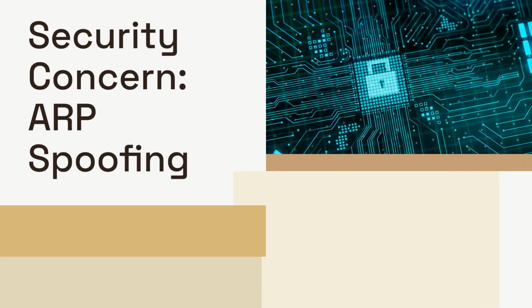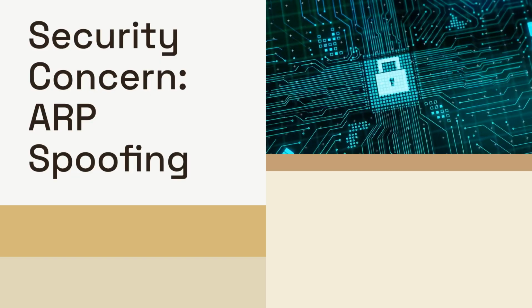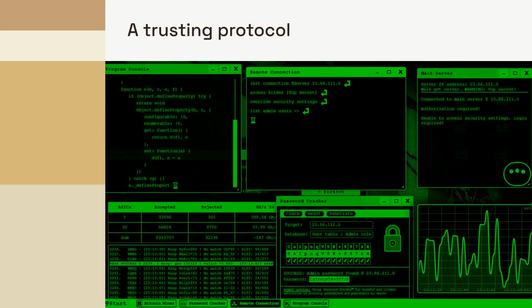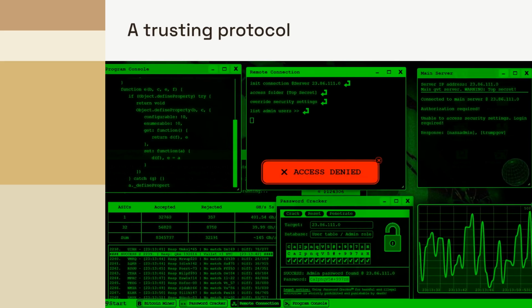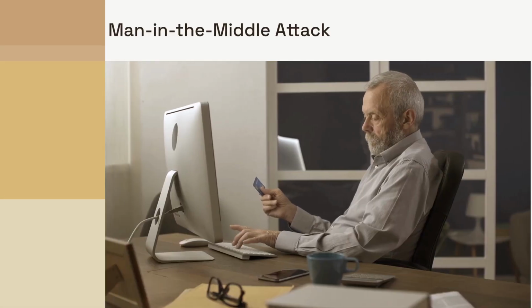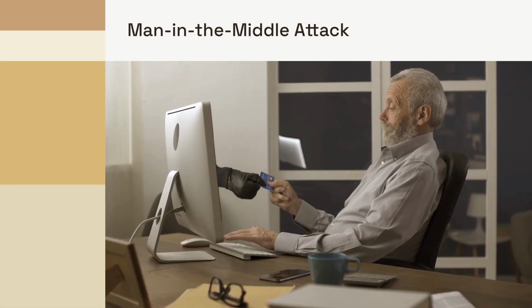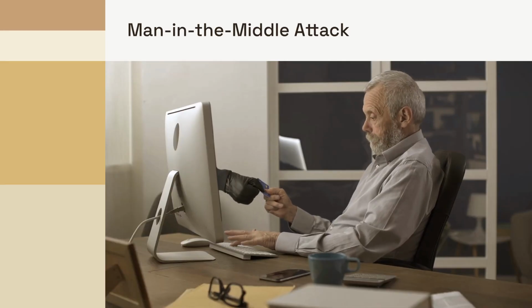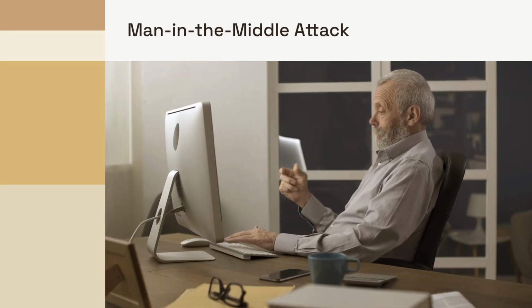Now let's touch upon a significant security concern related to ARP: ARP spoofing. ARP is inherently a "trusting protocol." It does not require any form of authentication for a device to send an ARP reply. An attacker can exploit this by sending fake ARP replies, claiming to be the default gateway. This is ARP spoofing or poisoning, leading to man-in-the-middle attacks.